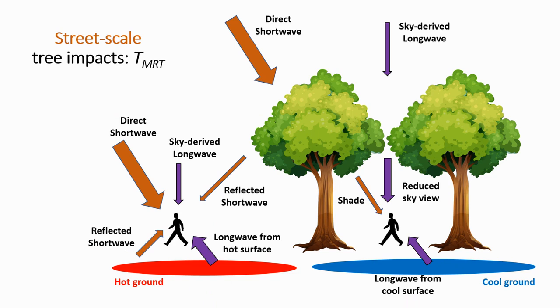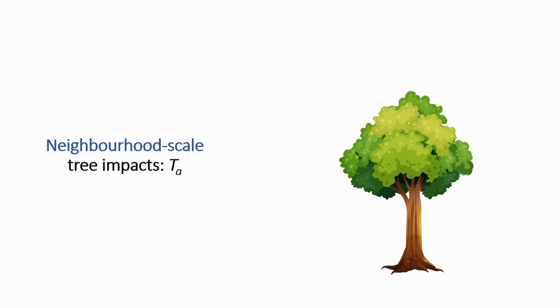And then what we're finding is a reasonably important factor, and many others have found this as well, is that the long wave emission from the hot surface is quite significant compared to the long wave emission from a shaded surface under trees. The model we've been developing at the microscale captures all of these factors. Then at the neighborhood scale, this is more the BEP tree model that Sebastian mentioned. We're trying to capture at the block or neighborhood scale the impact of trees on air temperature.